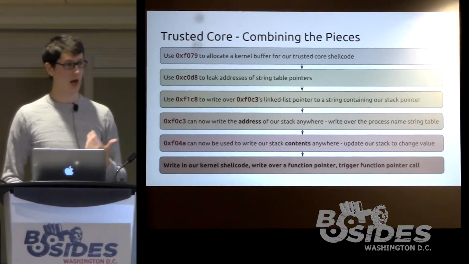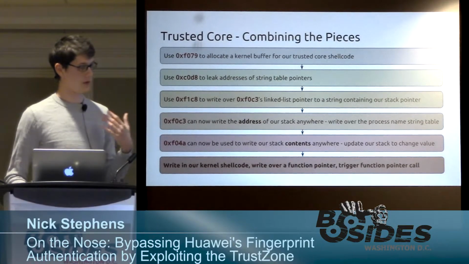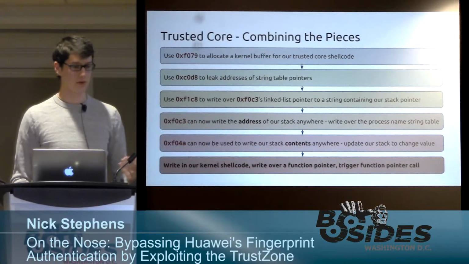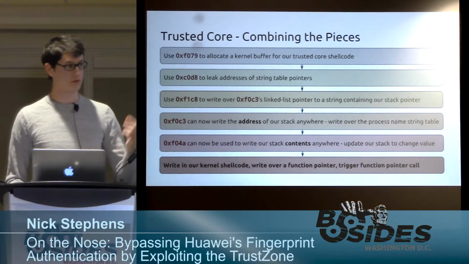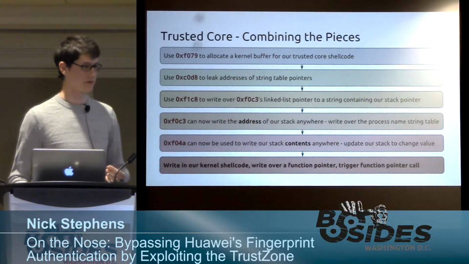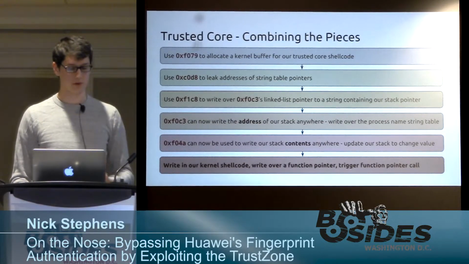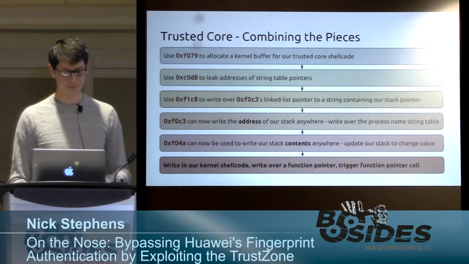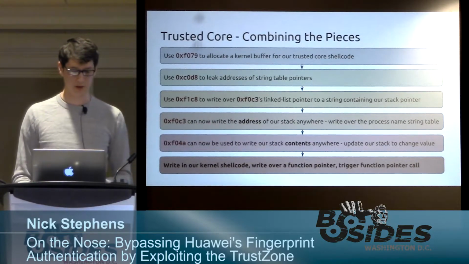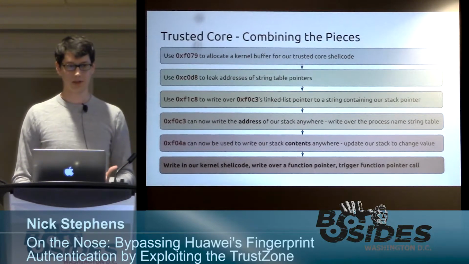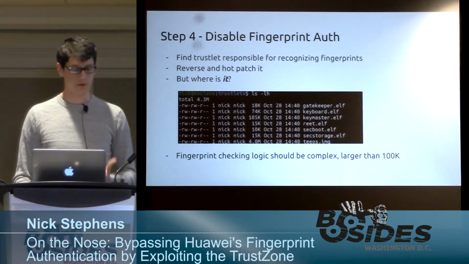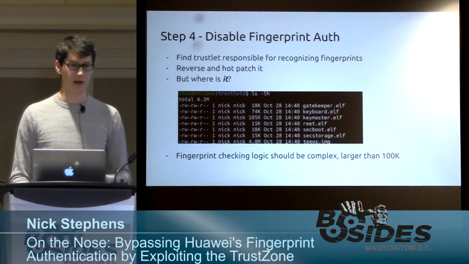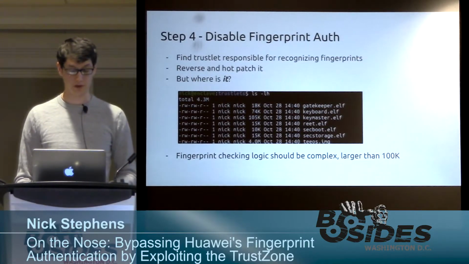We can essentially allocate a buffer inside of our trusted core kernel, use our arbitrary write to write the shellcode contents to that buffer, and then overwrite a function pointer inside of our trusted core. Then we get code execution. Now, we've completely owned the phone, but there's still another issue, which is I actually have no idea where the fingerprint authentication stuff is.